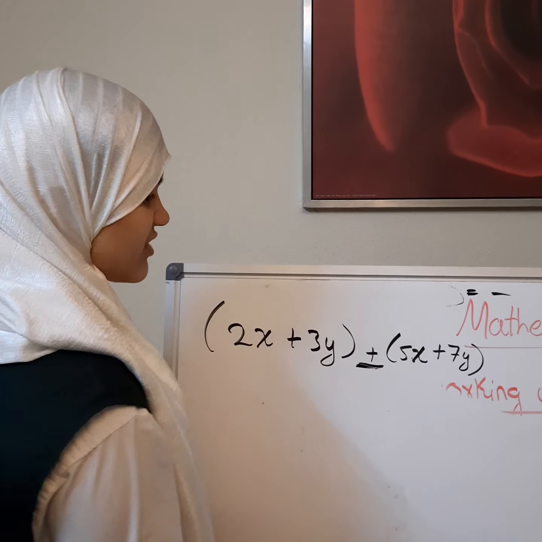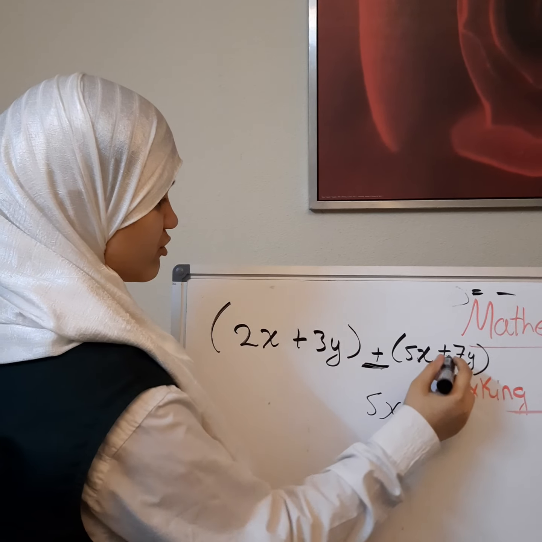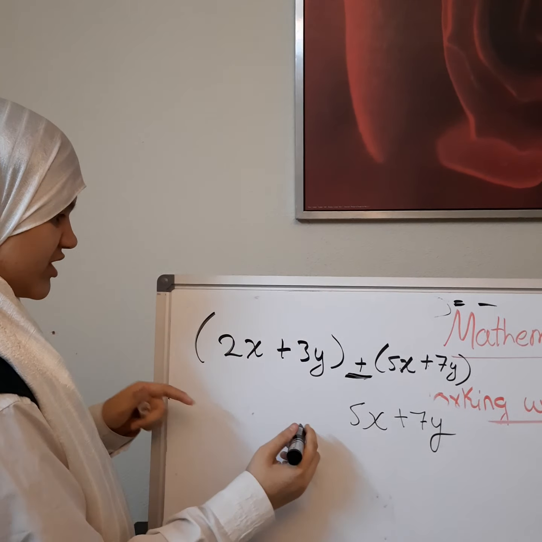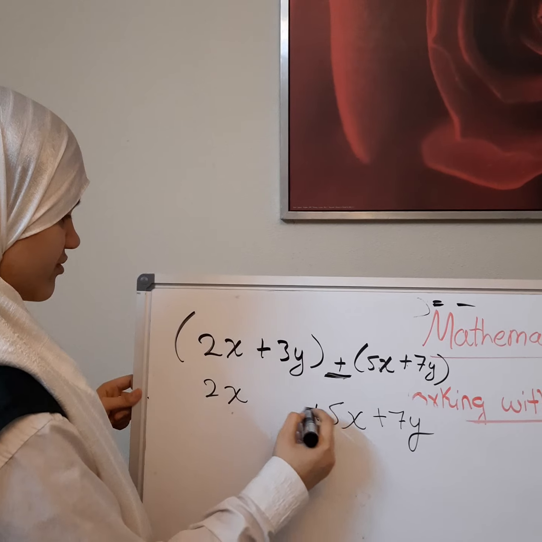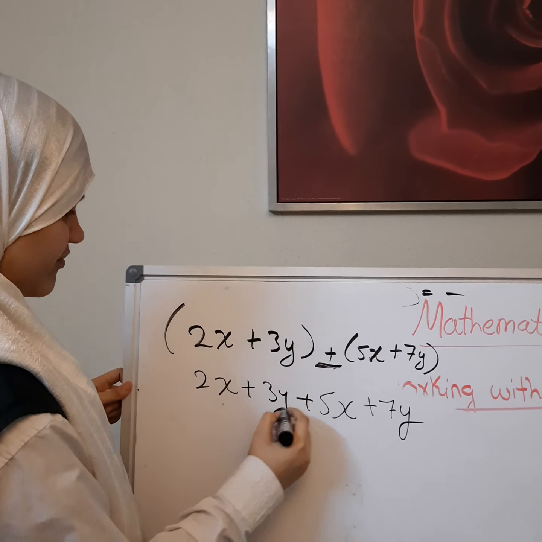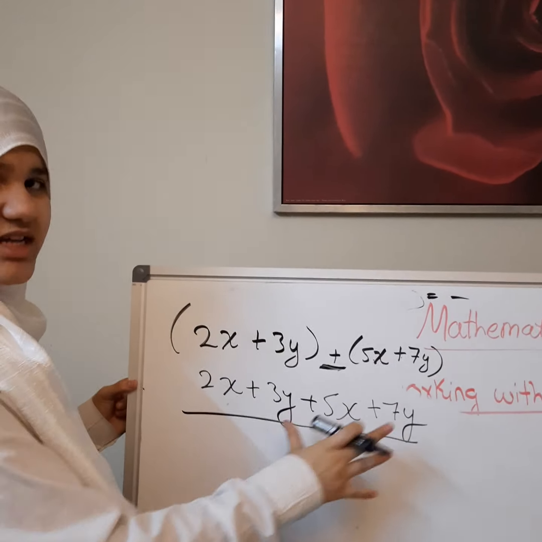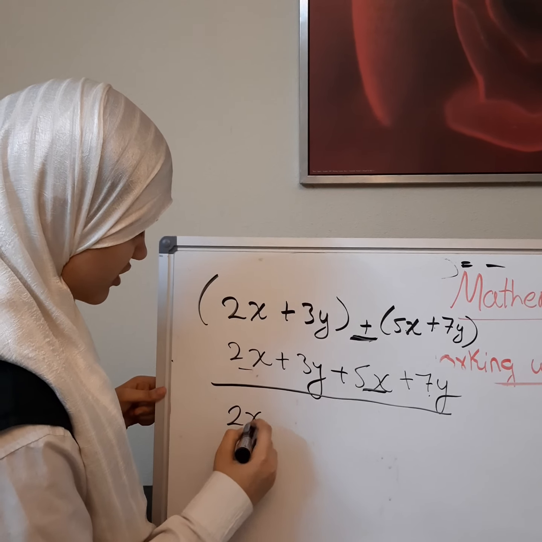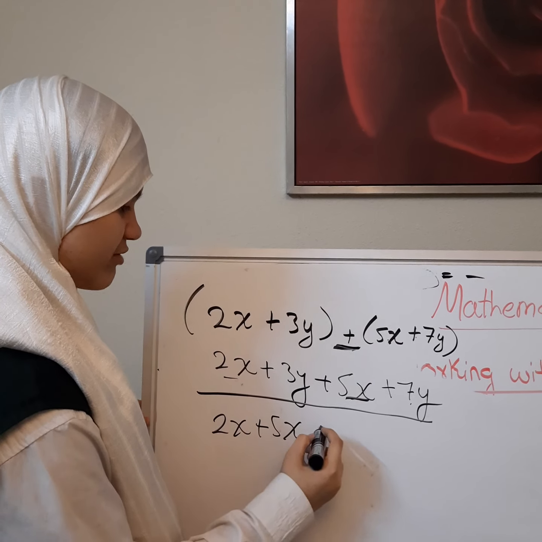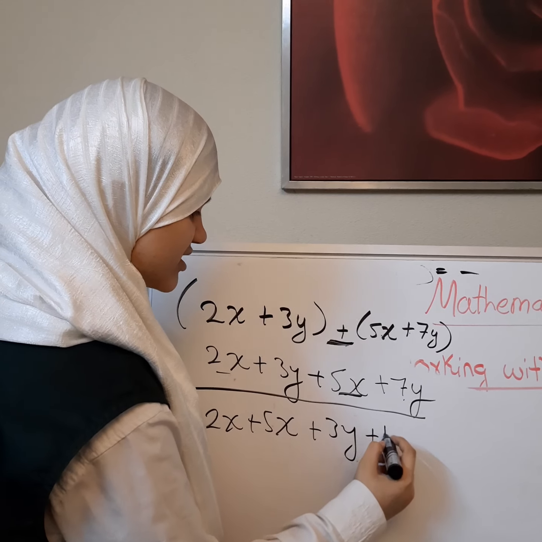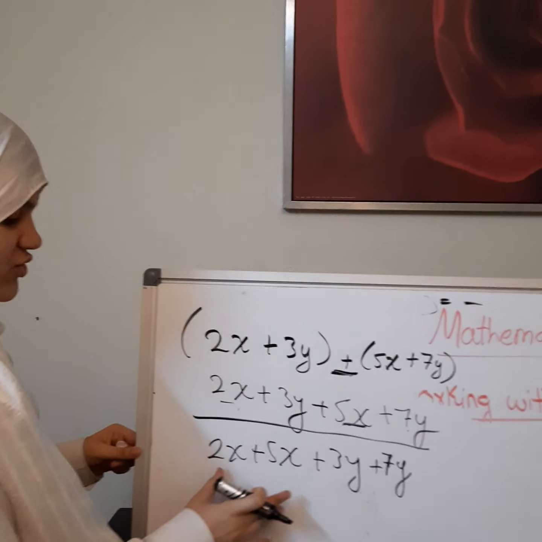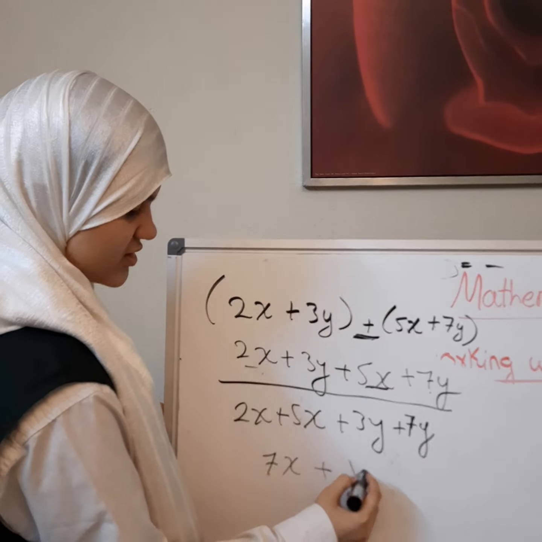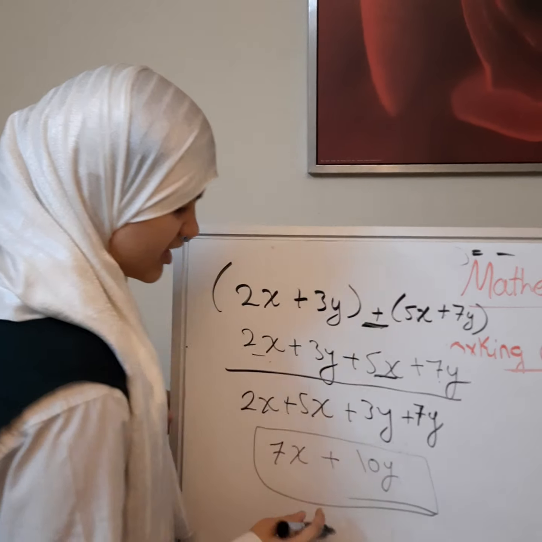That means positive times 5x will be 5x. Positive times positive will be positive. That means it will be 7y here. The same. After that, we also bring here 2x plus 3y. After that, we will collect the like terms: 2x with 5x, and 3y plus 7y. 2x plus 5x plus 3y plus 7y. That means 2 plus 5 is equal to 7x, plus 3 plus 7, 10y. That will be the final answer.